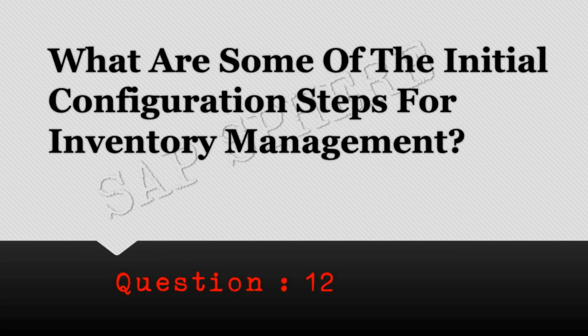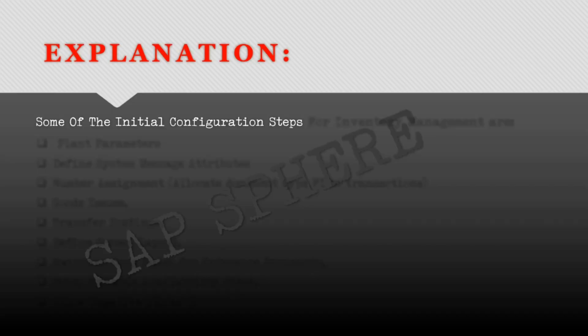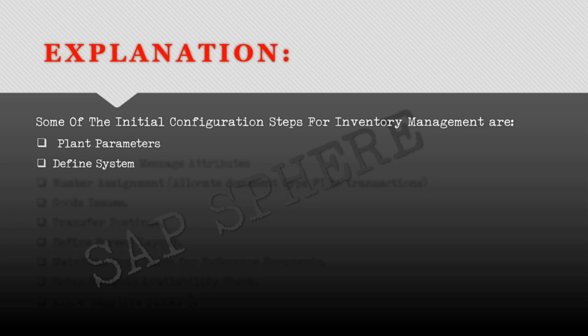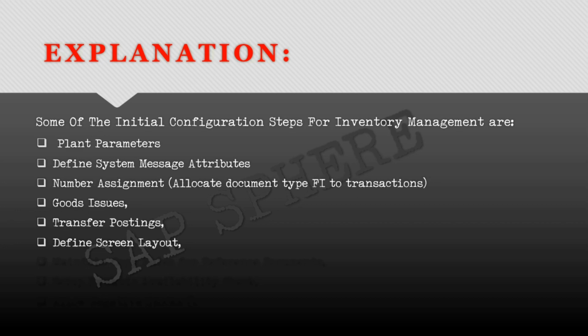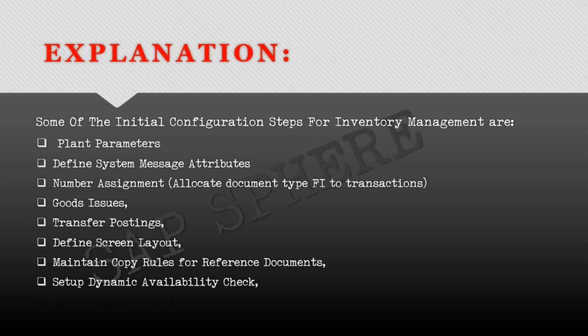What are some of the initial configuration steps for inventory management? Some of the initial configuration steps for inventory management are: plant parameters, define system message attributes, number assignment, allocate document type FI to transactions, goods issues, transfer postings, define screen layout, maintain copy rules for reference documents, set up dynamic availability check, and allow negative stocks.